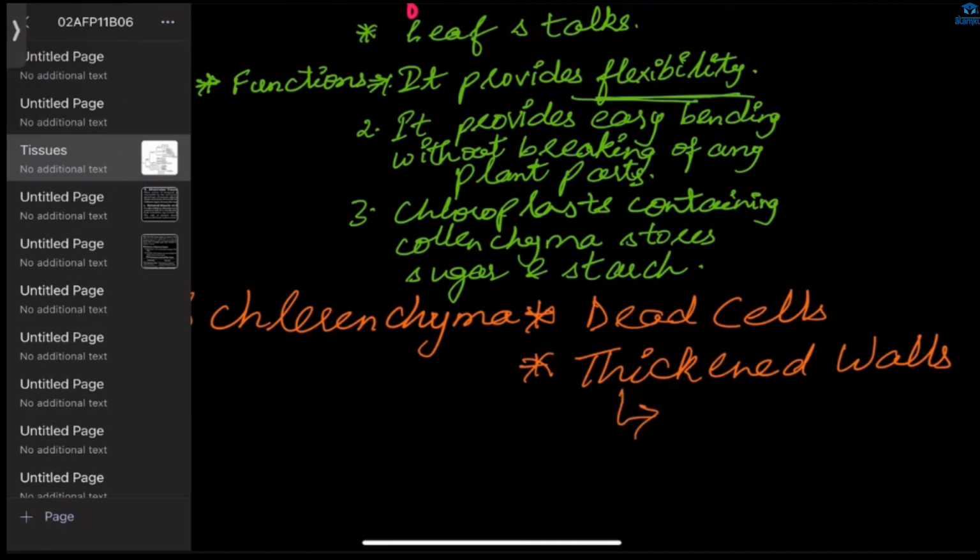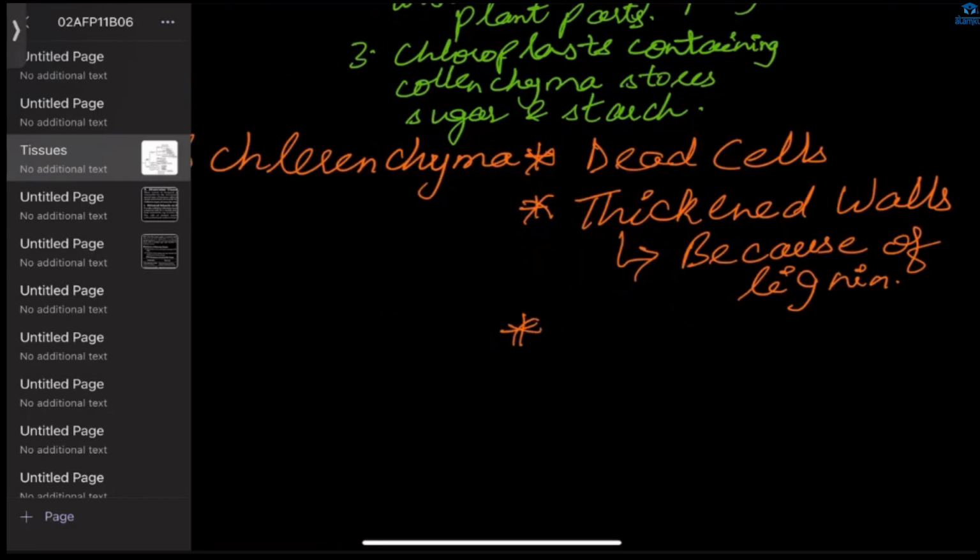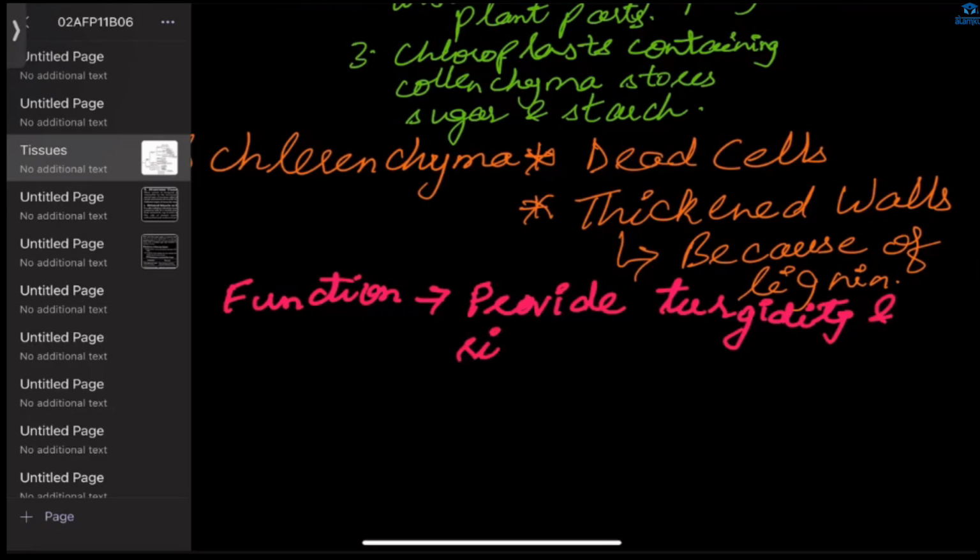Why do these sclerenchyma cells have thickened walls? Ma'am, because of lignin. Yes, that's what I was going to tell. Because of lignin. Okay. Now, what are the functions of sclerenchyma cells? See, I'm just revisiting everything which ma'am has taught. Ma'am has taught you in more detail than this. Ma'am, what Advika said? Ma'am, providing turgidity and rigidity. Yes, they provide turgidity and rigidity.